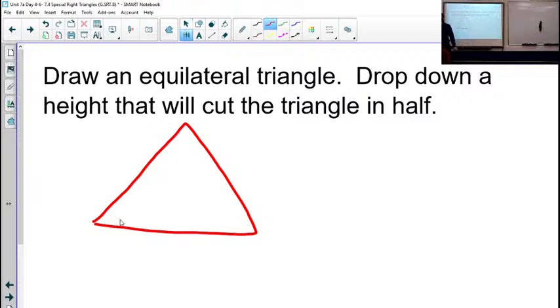So first off, remember, equilateral means that all the sides are the same. So let's say that this side is 6. Well, that means this side is 6 and this side is 6. That also means that all the angles are the same. So these are all 60 degrees. 60 because all the angles in the triangle add to 180. So if all three have to be the same, that means each one is 60 apiece for it to add to 180.